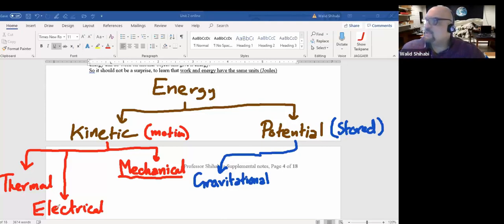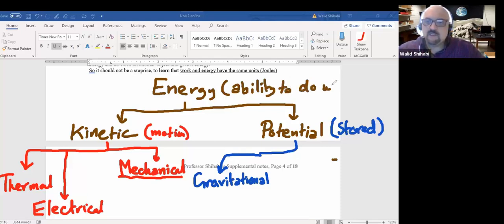The same thing with electrical energy. We know electrical energy can operate things. If you turn on your drill, the drill will be able to do work. When you turn on your blender, the blender will be able to do work. So remember, the common denominator among all those types is the ability to do work. That's how we can tell if something has energy or not: the ability to do work. That's what energy is about.